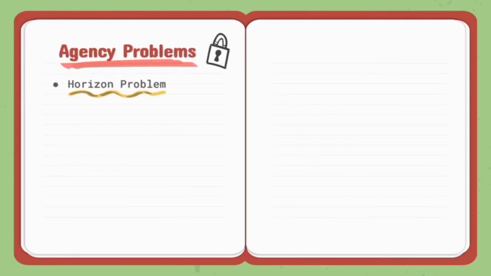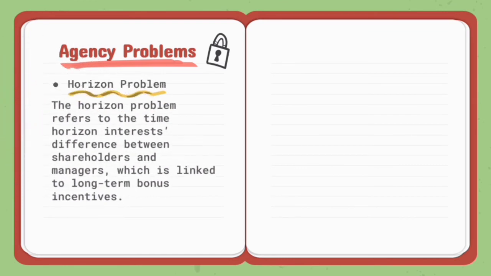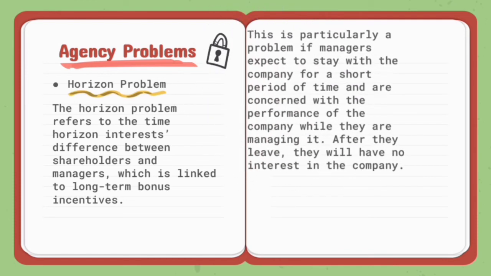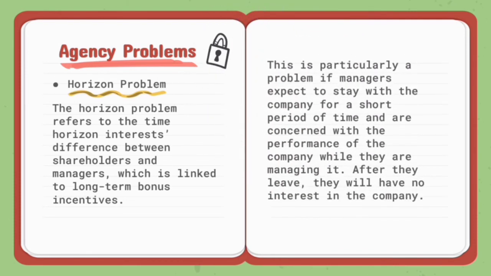Horizon problem. The horizon problem refers to the time horizon interest difference between shareholders and managers, which is linked to long-term bonus incentive. This is particularly a problem if managers expect to stay with the company for a short period of time and are concerned with the performance of the company while they are managing it. After they leave, they will have no interest in the company.